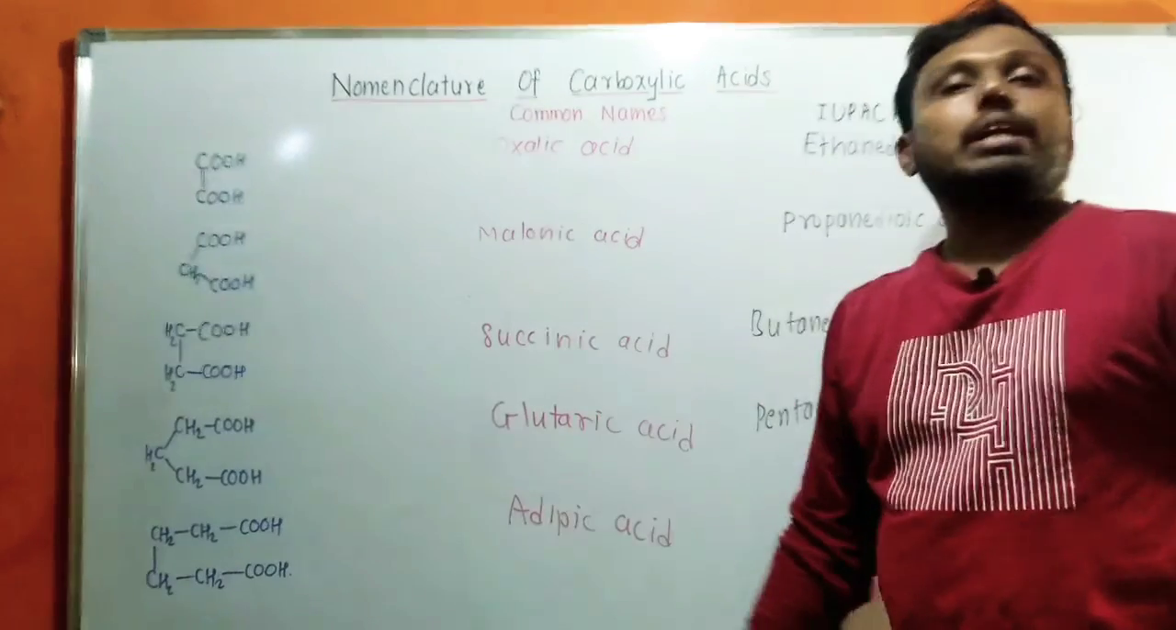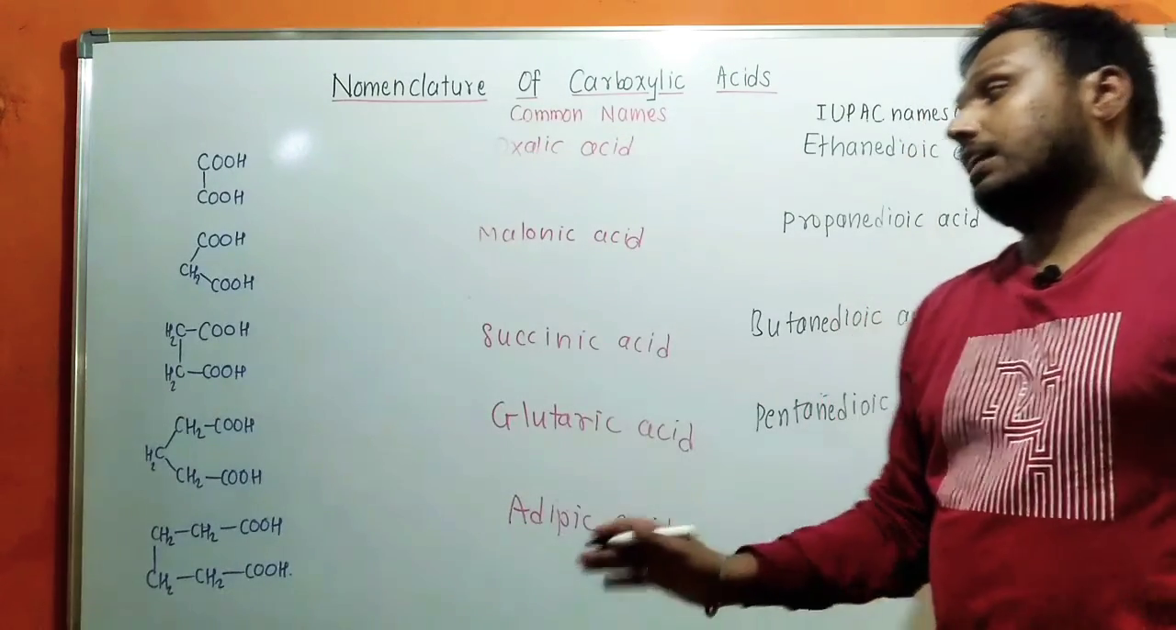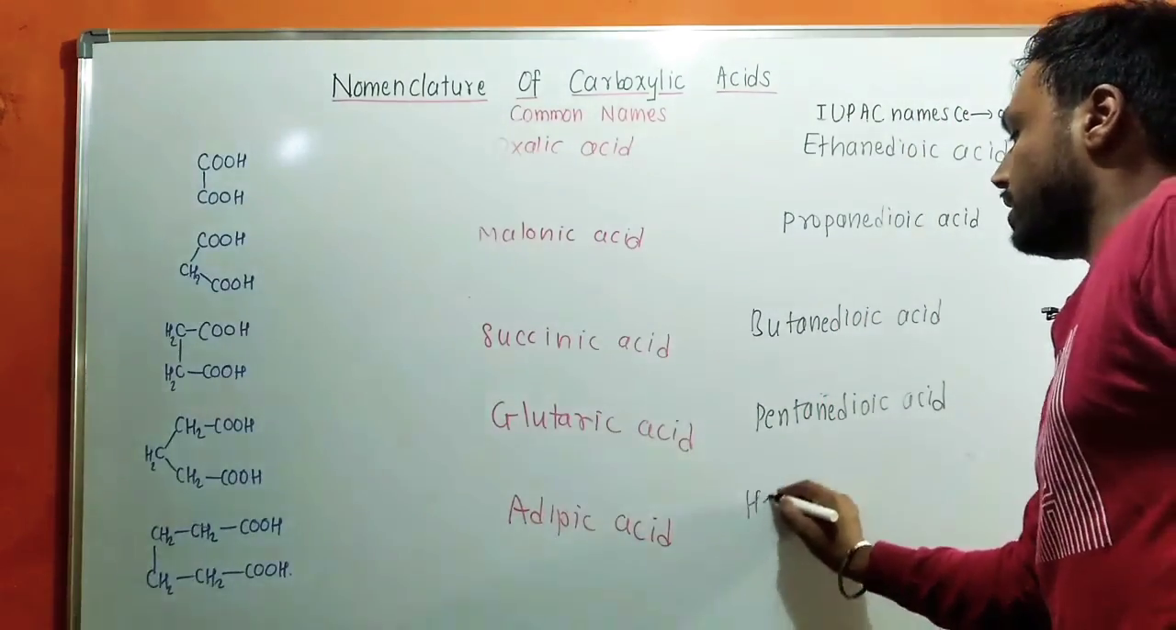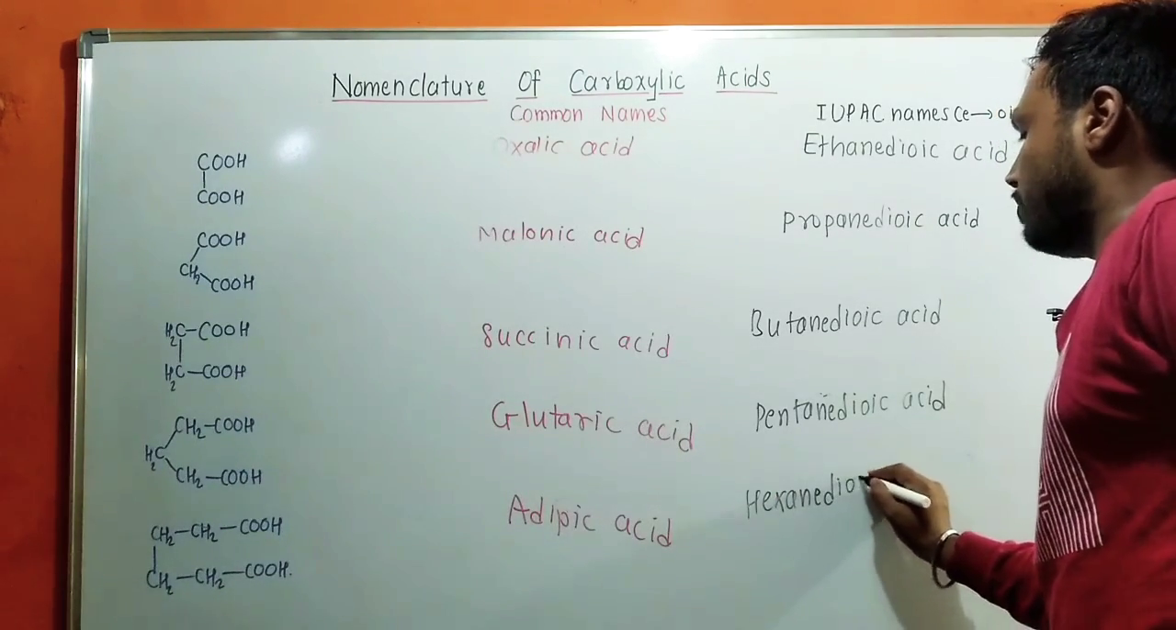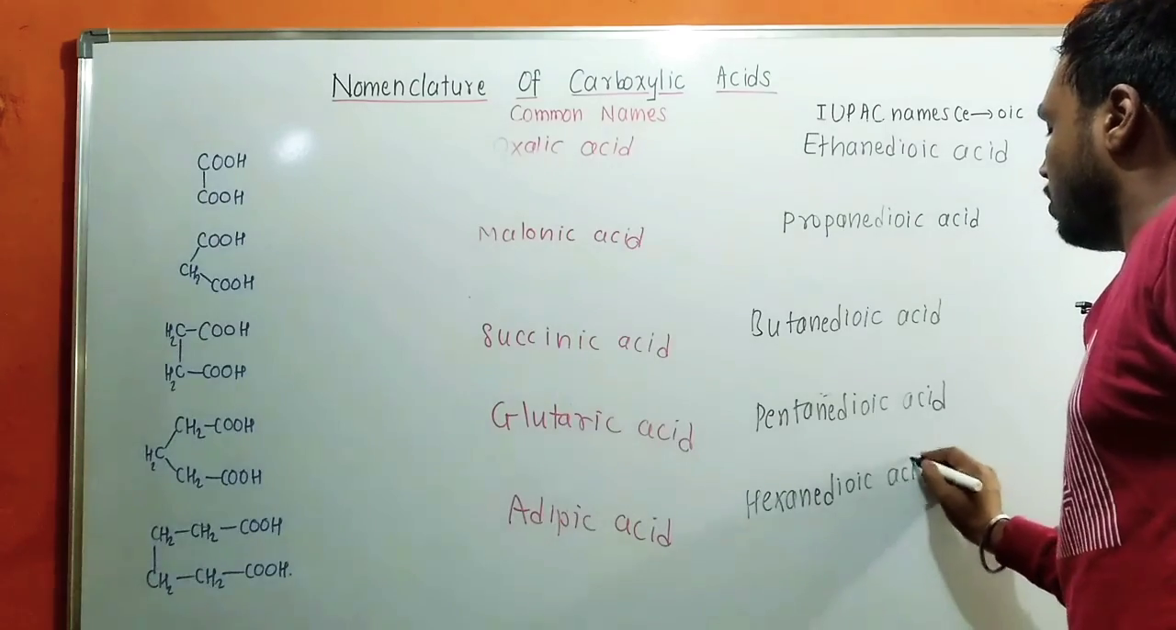Similarly, how many carbon atoms are here? 6. 6 carbon means what? It is hexane. Don't replace E of alkane. Keep it as it is. So the name will become hexane dioic acid.